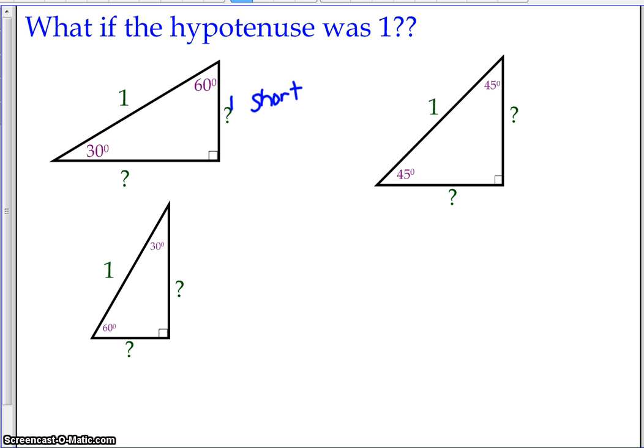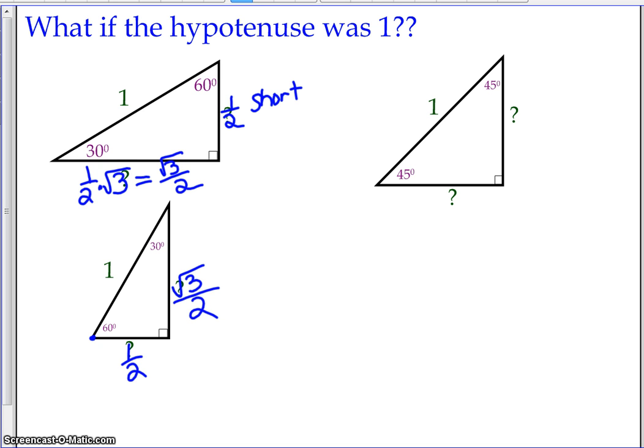So this short side must have been 1/2 to begin with. Then the long side is always the short side times the square root of 3. So what is 1/2 times the square root of 3? Well, we could just write that as square root of 3 over 2. And that's exactly what we get in the unit circle. If we're going to move here to the 60, the same rules apply. We'd still have 1/2 here, and this would be square root of 3 over 2.